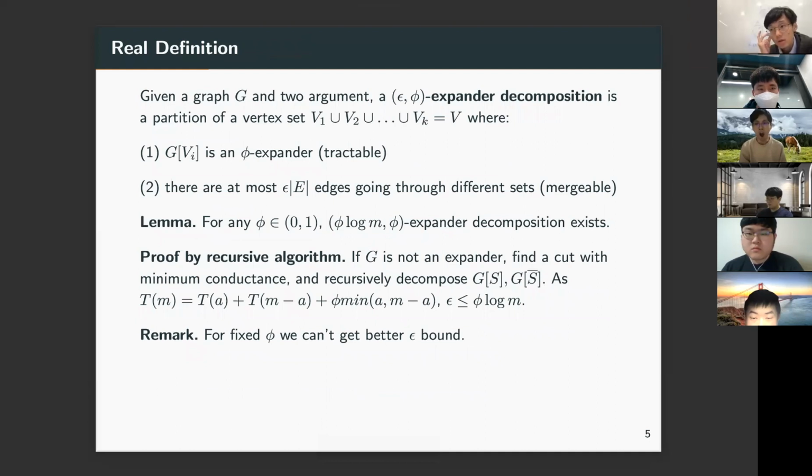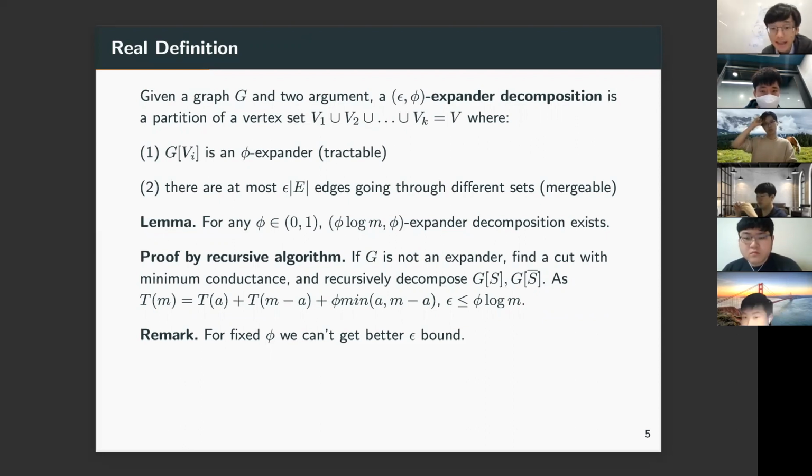So let's get back to what expander decomposition is. Given a graph and two arguments, an (epsilon, phi) expander decomposition is a partition of the vertex set where each induced subgraph is a phi expander, and at most an epsilon fraction of edges go between the different sets. So that is the expander decomposition. I think the definition is really simple. It's just a partition. And there is also an easy algorithm that computes the expander decomposition.